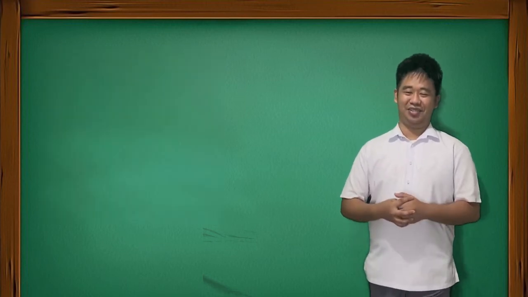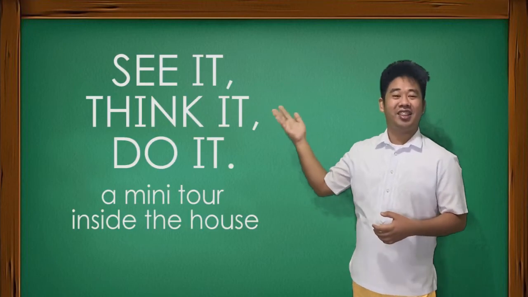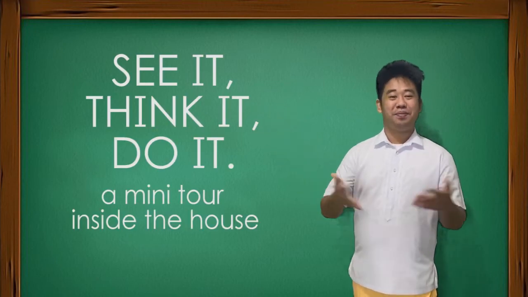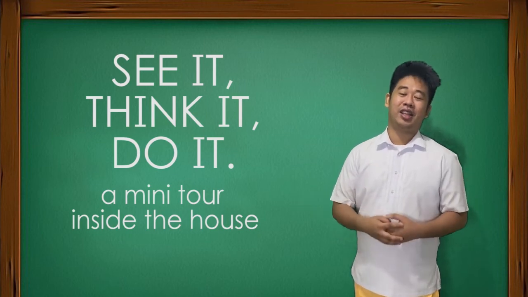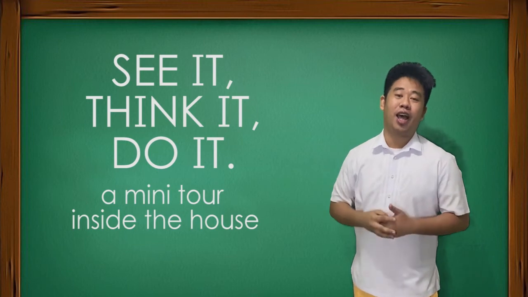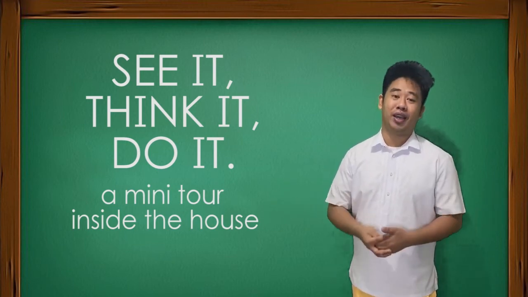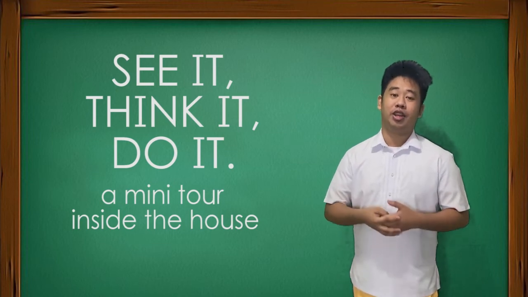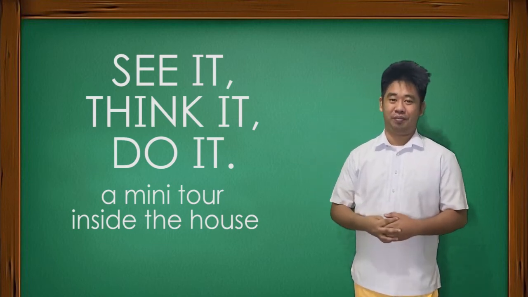Very good. Grade 7. Our next activity is entitled See It, Think It, Do It, a mini tour inside the house. What you are going to do is have a short tour inside the house and list down 5 possible hazards you can see, and then cite ways on how to minimize the exposure to those kinds of hazards. You have 3 options on how to do it.